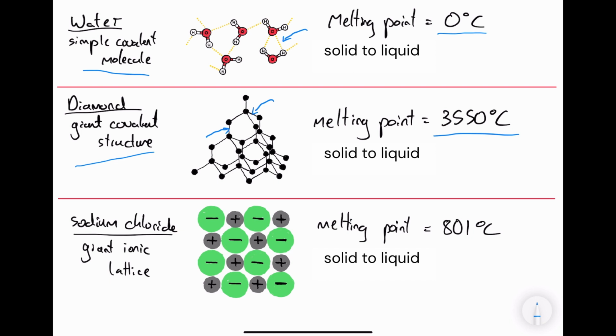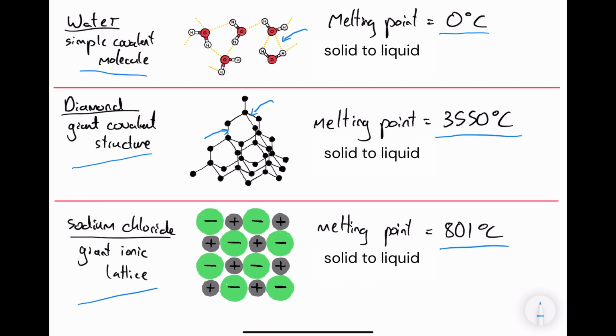And in sodium chloride, the sodium and chloride ions form a giant ionic lattice. This means there are many strong electrostatic forces of attraction between the ions, and these require a lot of energy to separate. So sodium chloride has a high melting point of 801 degrees Celsius. From this, you can see that substances made of simple covalent molecules have relatively low melting points.